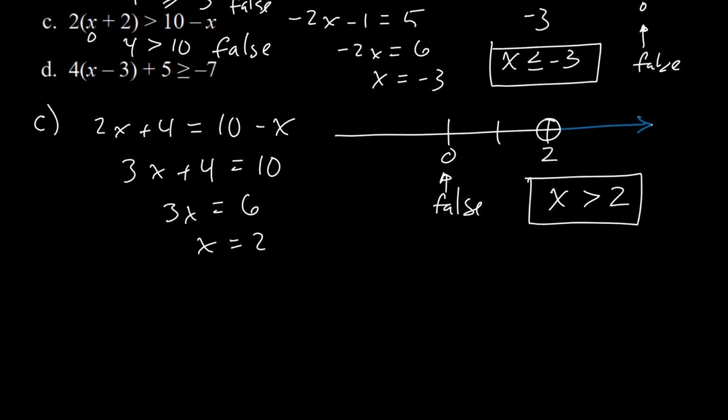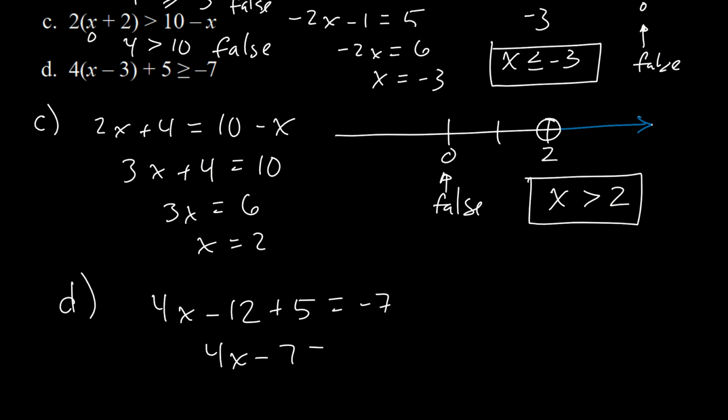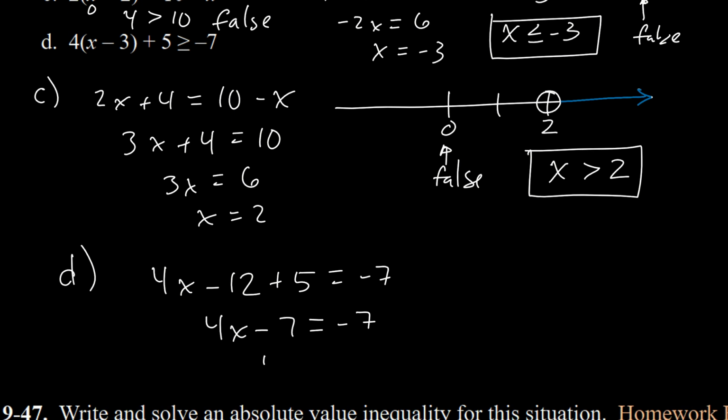And then the final question, D. Again, I'll use the distributive property. I write 4x minus 12, and then plus 5 is greater than or equal. I want it to be equal to negative 7. Therefore, 4x minus 7 equals negative 7. When I add 7 to both sides, that gives me that 4x is 0, and I divide by 4, I get x is 0 divided by 4, which is 0.